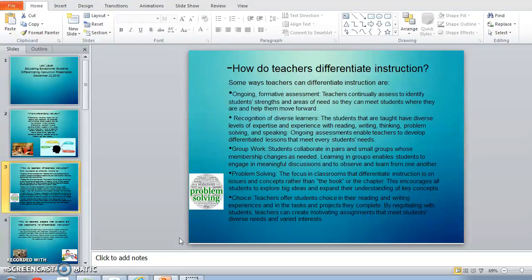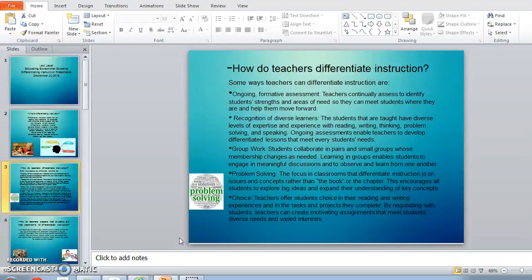And then also you would recognize diverse learners, so how they experience reading, writing, thinking, problem solving, and speaking. And as a teacher, you should always assess and make sure your students are doing well. And also within the group work, you're going to group them together based on who they are, what the students have in common, their shared interests, like I said earlier.